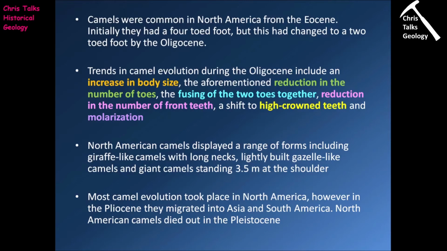So North American camels display a range of forms, including giraffe-like camels with long necks, lightly built gazelle-like camels, and giant camels that stood about 3.5 meters at the shoulder. Now, most camel evolution took place in North America. However, in the Pliocene, we begin to see them migrating into Asia and South America. In North America, the camels died out in the Pleistocene, so during the Ice Age.